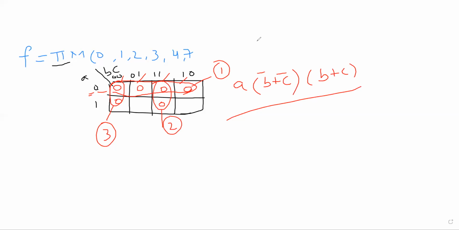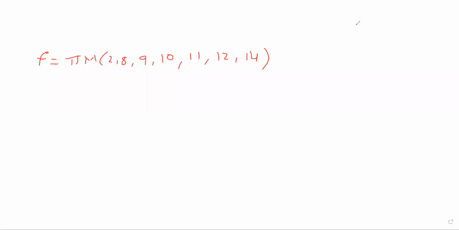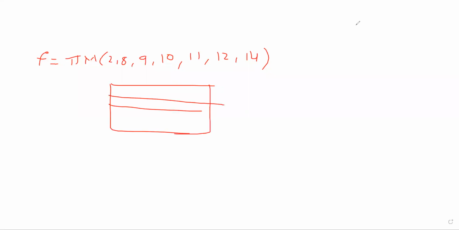We will see one more example here. Now observe very carefully. Since it is a four variable function, I have to use a four variable K-map here. Let us consider A, B, C, D. But don't forget, at the positions, instead of using ones, we have to represent zeros. Why? Because it is a product of max terms. That is a very important point you have to remember.